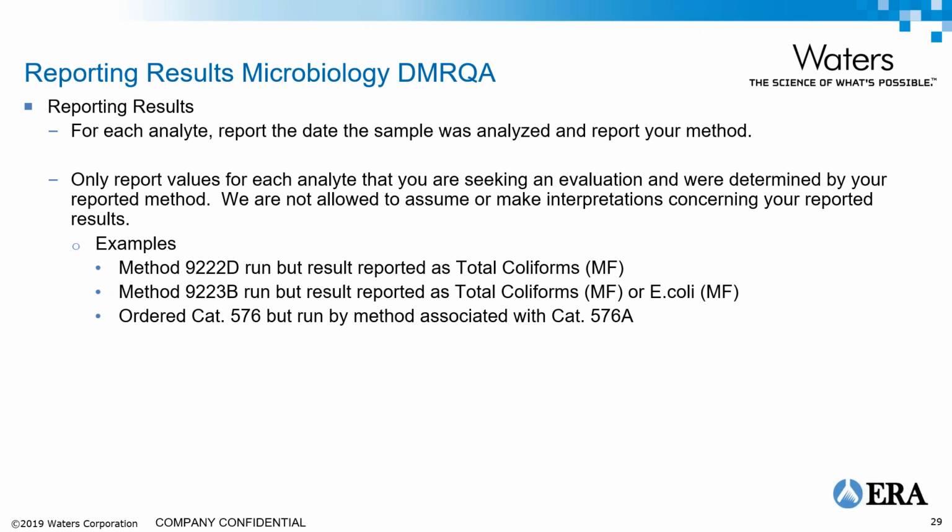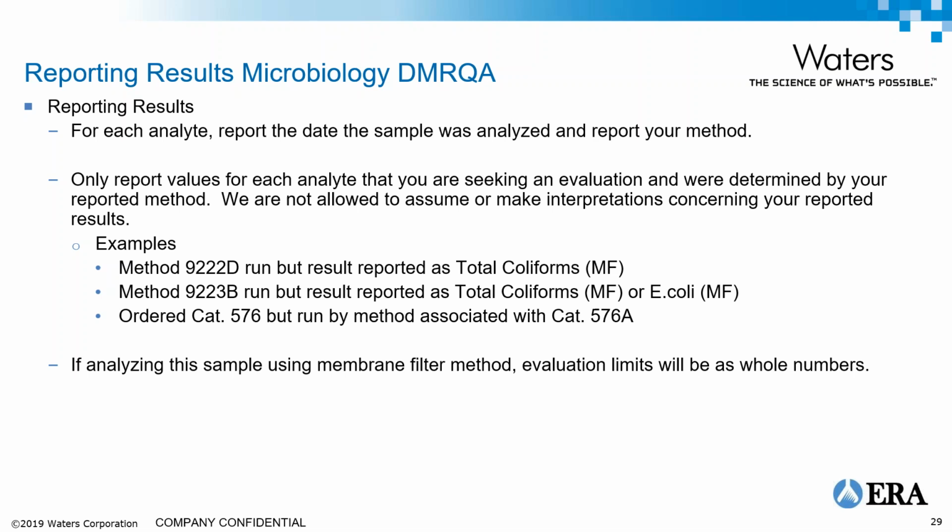Only report the method associated with the analyte that it determined. Another example would be you ran 9223B, but you reported it as a membrane filtration method. Or you ordered the 576, but you reported the result as a method that was associated with 576A.